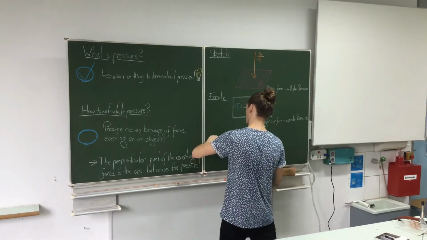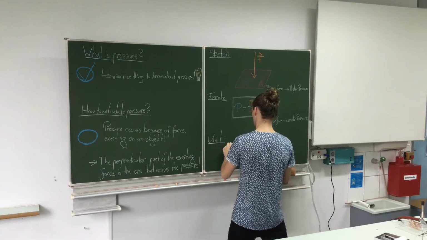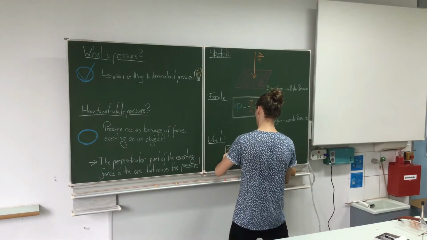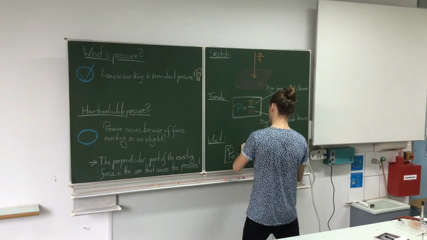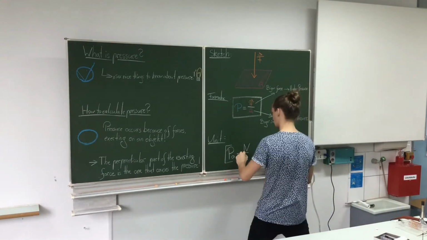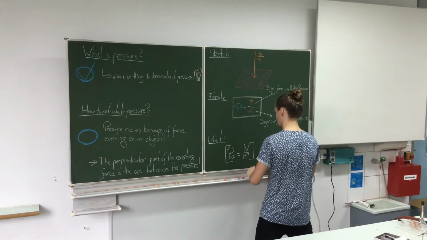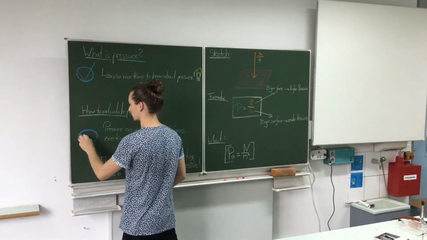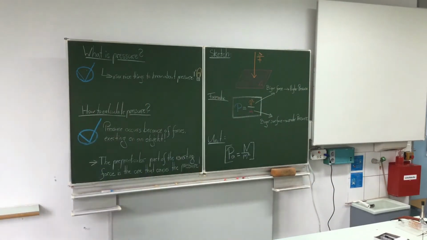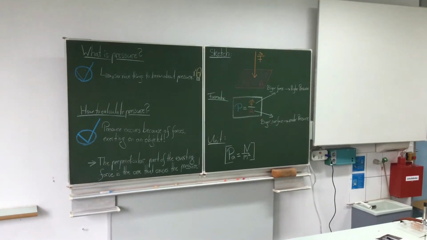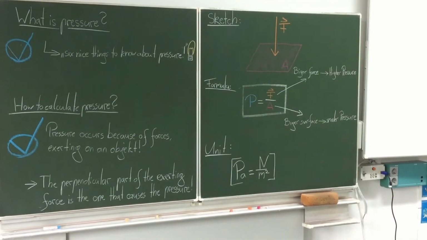So let's finally talk about the unit of the pressure. Since we know that the pressure is defined as a force divided by a surface, the unit should be Newton for the force divided by square meters for the surface, which is just what we call Pascal. And this is what you already should know because of the homework you did.